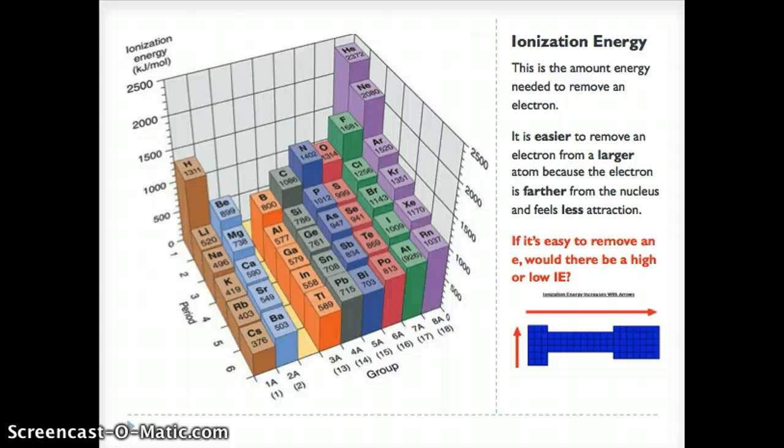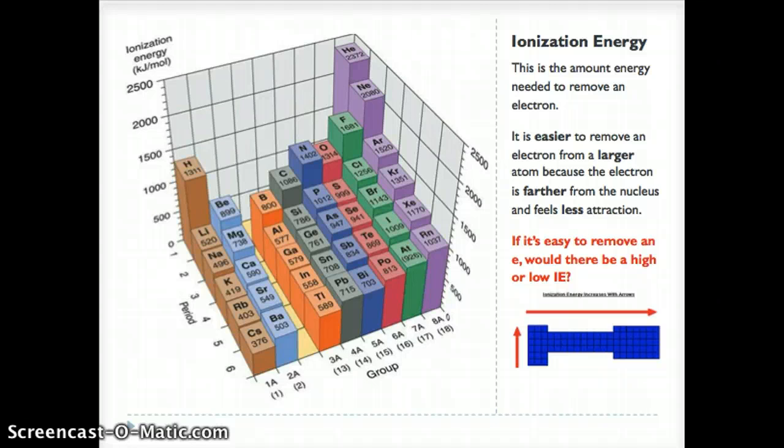rid of an electron. Okay, for example, lithium has one valence electron right here. Lithium has one valence electron. It wants to get rid of that electron to become stable. Therefore, it's going to need a small amount of ionization energy to get rid of that one electron.